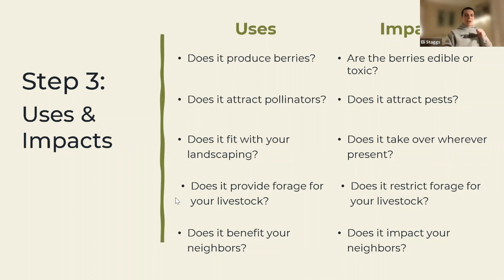These are good things to ask ourselves when we decide the uses and impacts of what we're trying to control. And then finally, part of our research is learning about the treatment options, and this is the final stage of our weed wrangling strategy. When researching treatment options, there are many questions to ask that can be categorized by effort, time, and resources.